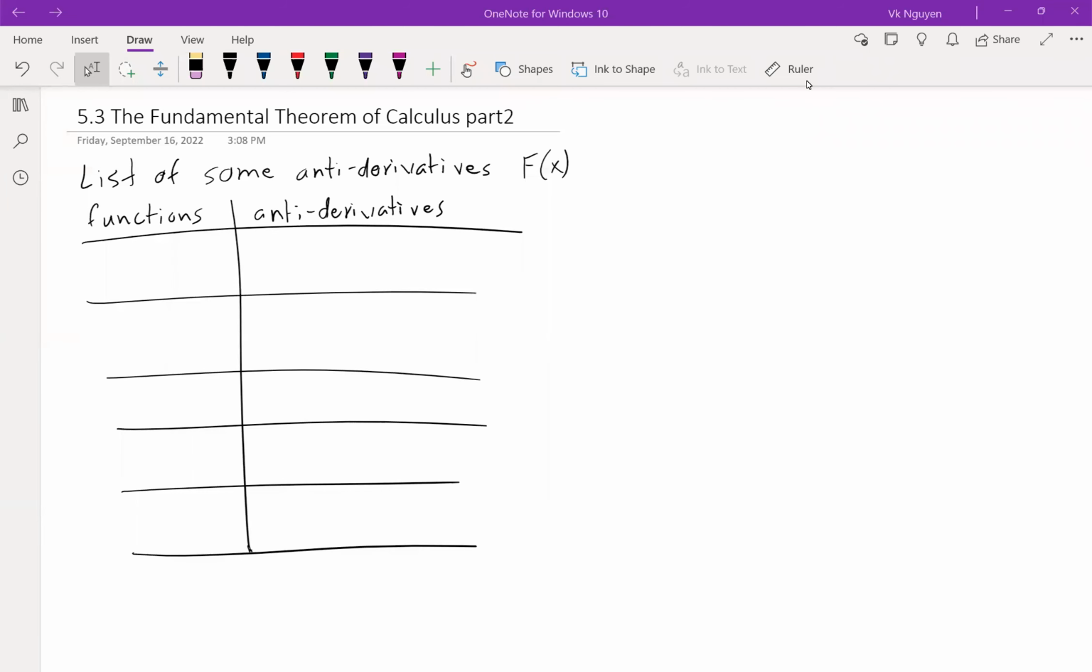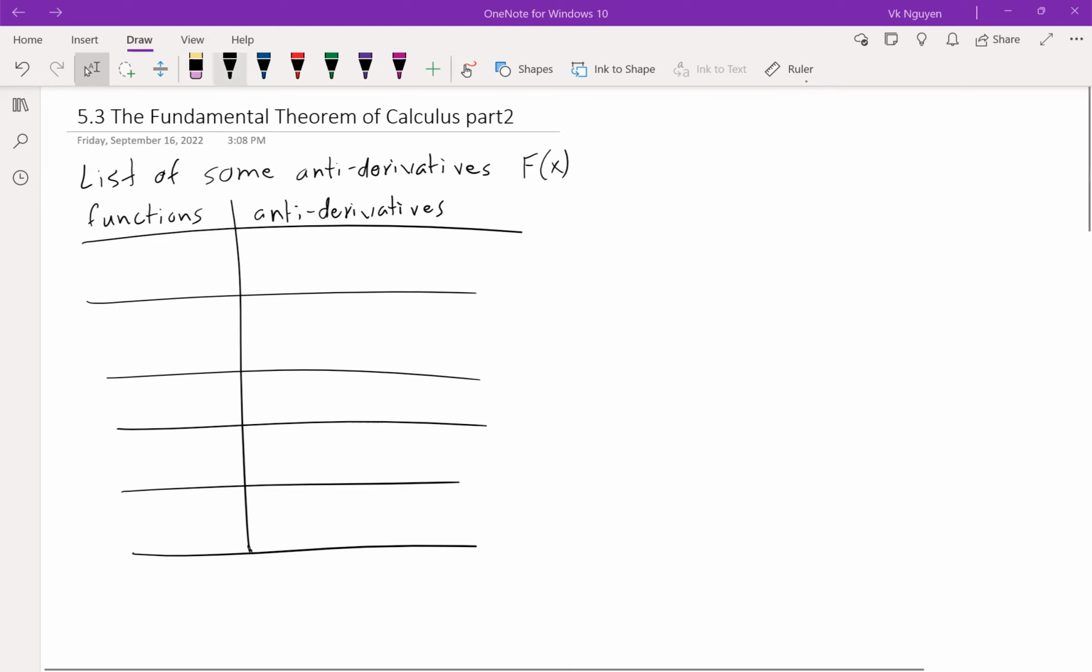Hi everyone, welcome to Integral Calculus. Today we explore lesson 5.3, the Fundamental Theorem of Calculus, part 2. First, let's take a list of some antiderivatives.